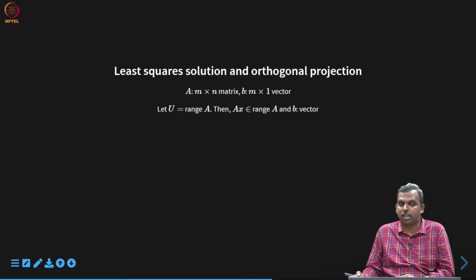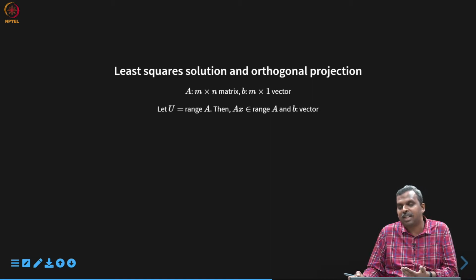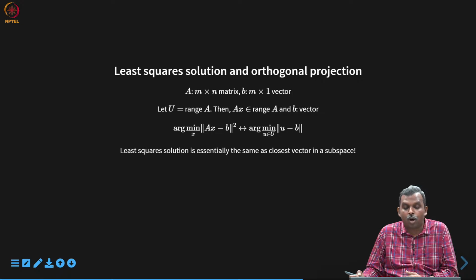Suppose you have an m cross n matrix A and b is an m-dimensional vector, and the equation Ax equals b is given to you. You can define a subspace U as the range of A, okay? And then clearly you see that Ax belongs to the range of A, and b is some vector. So, the argmin over x of norm Ax minus b squared is the same problem as finding the closest vector in the subspace U, okay?